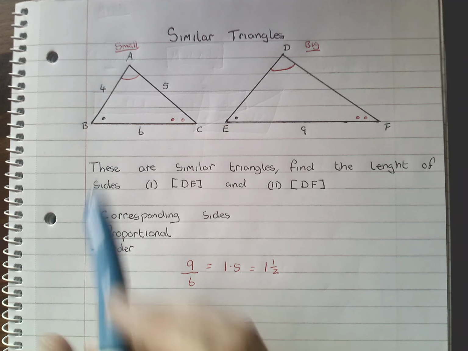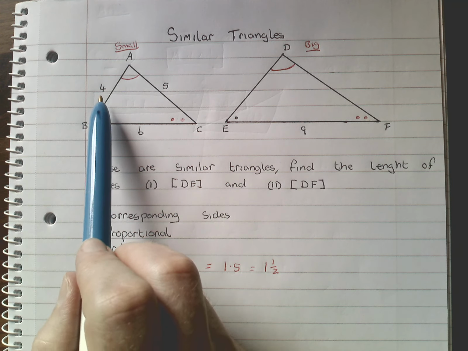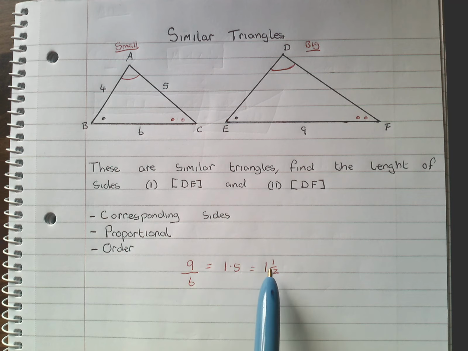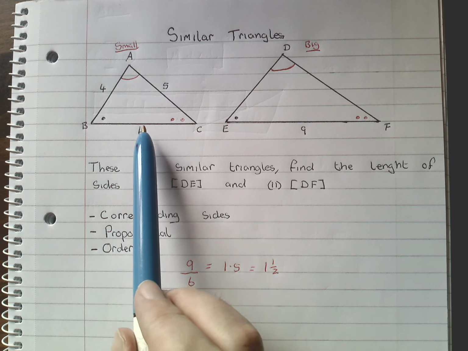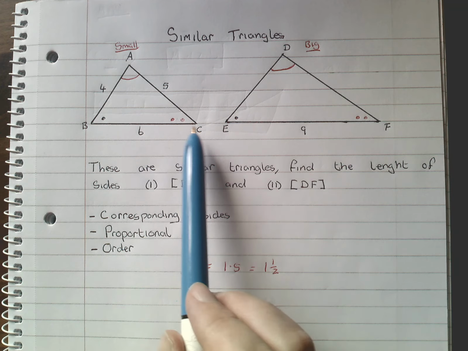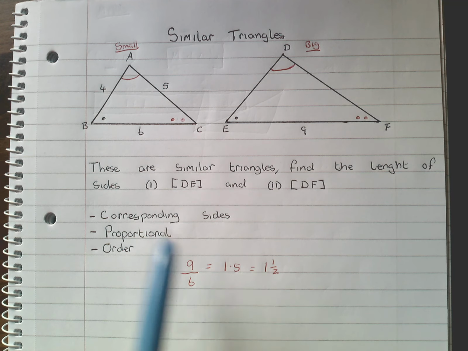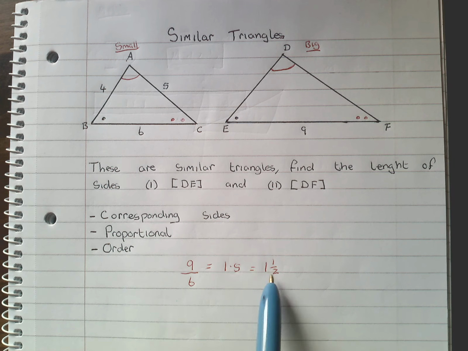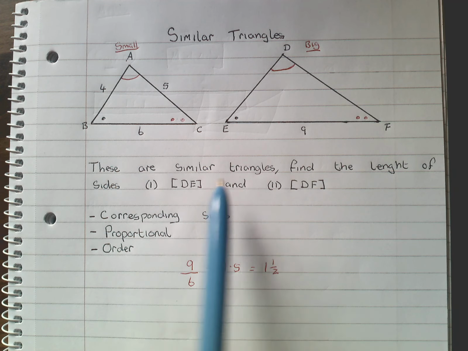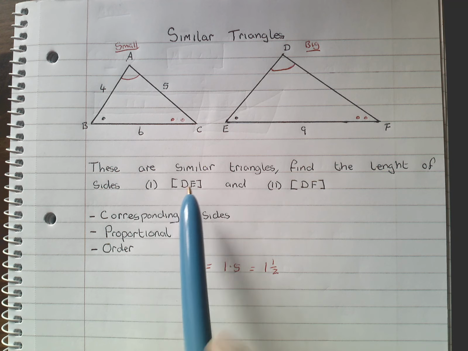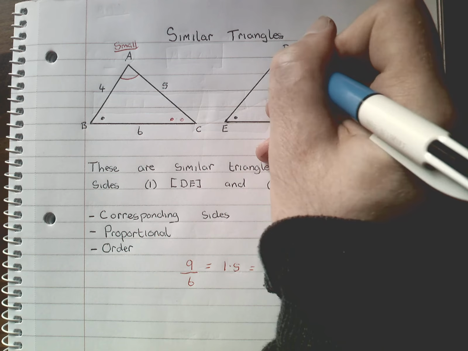So if we take these particular triangles, what we want to do first of all is work out the correspondence. So you're trying to figure out, have we got a number value on two corresponding sides, and that will allow you to work out the correspondence. The next thing, once you've worked out the correspondence, in this question it says, these are similar triangles, find the length of the side DE. Okay, so the side DE, that's this side here.